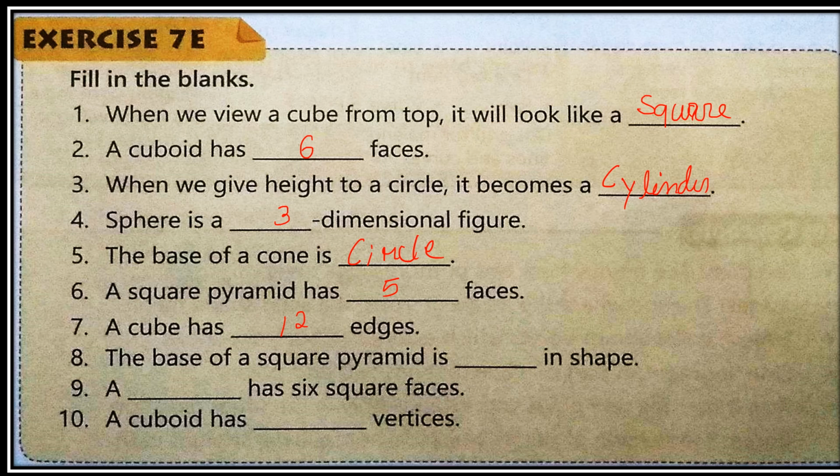That is why the name of the square pyramid is square. Then a dash has six square faces. Okay, children, what is that? That is a cube. A cuboid has dash vertices. How many vertices? Eight vertices.